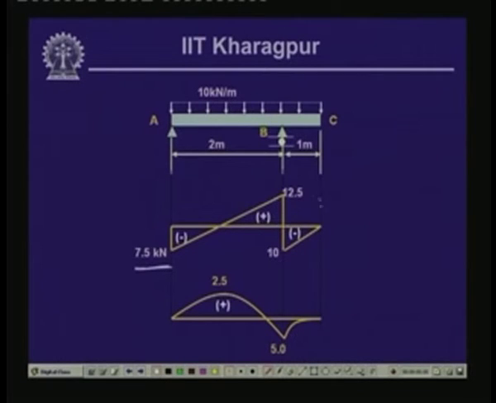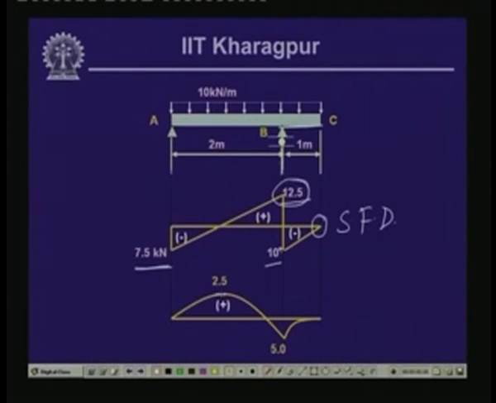Now, at this particular point, since we have the overhang beyond this, here it changes over to 12.5, and from 12.5 to the reactive values here, it changes down to negative 10 and finally 0 over here. So, this is the shear force diagram for this particular beam, and if we compute the bending moment, you will find that the bending moment will vary again in a parabolic manner.